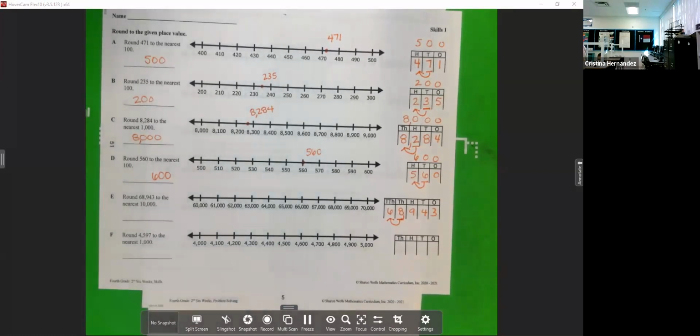Besides Chloe, who thinks they know what we're doing? We're gonna round up or we're gonna round down? 5 or more, we raise the score. 4 or less, we let it rest. We got an 8 back here. Are we going to raise the score or are we going to let it rest?